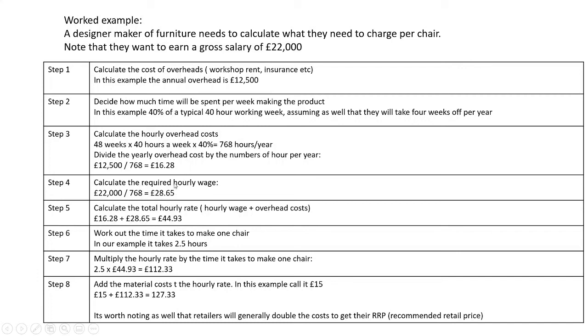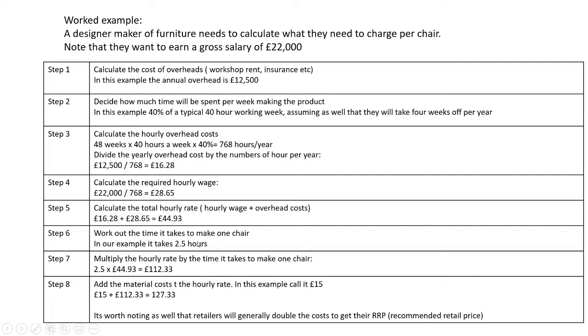£28.65. Step 5 is to calculate the total hourly rate, so hourly wage plus overhead costs. £16.28 plus £28.65 gives you a total of £44.93. Then work out how long it takes you to make one chair. In the example, it says 2.5 hours.